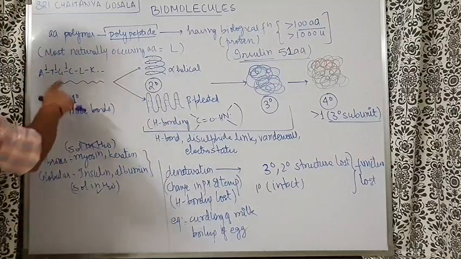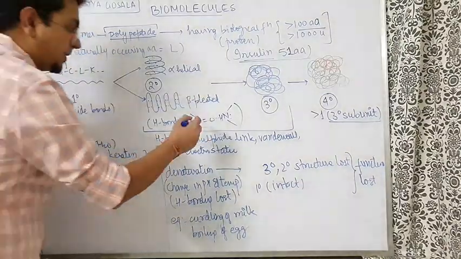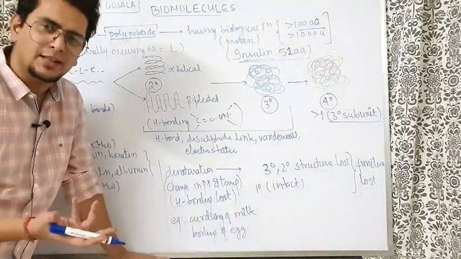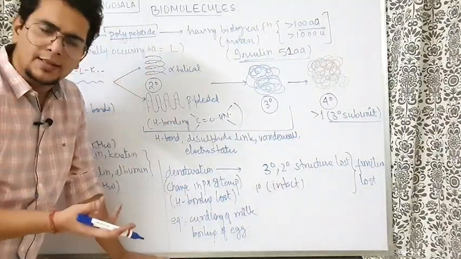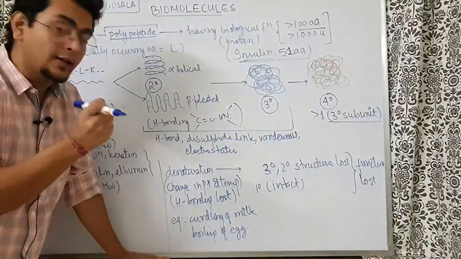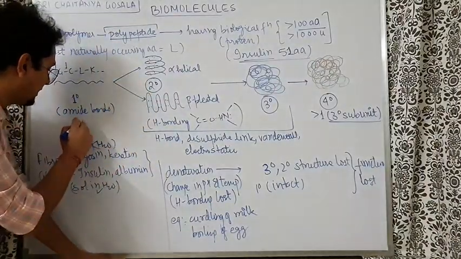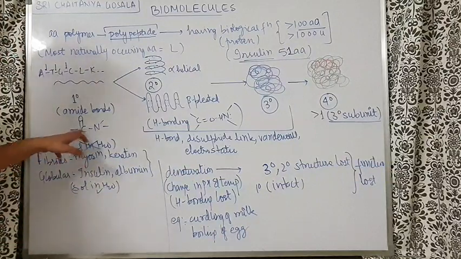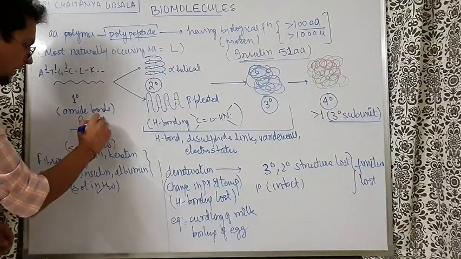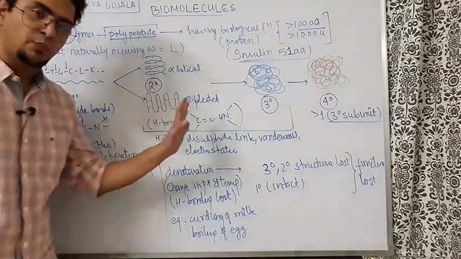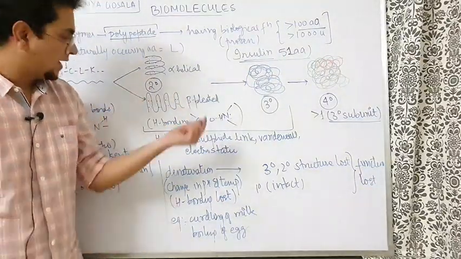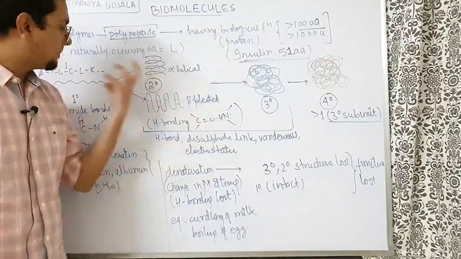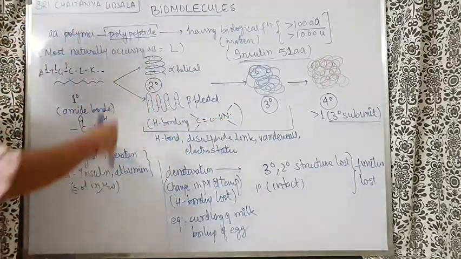Then what happens? The primary structure will obviously contain the C double bond O group, because we have the COOH group and the NH2 group in the amino acid, and when they come together you get the structure of C double bond O and N. This C double bond O and this N having one hydrogen can form hydrogen bonding with the next C double bond O and NH. Due to this hydrogen bonding, the primary structure rearranges to form the secondary structure.